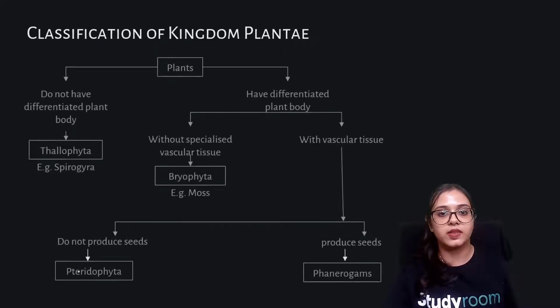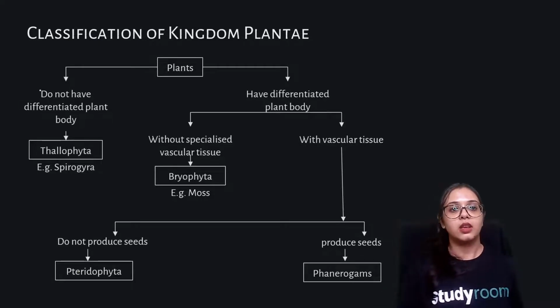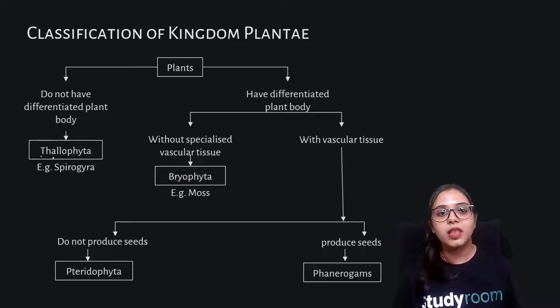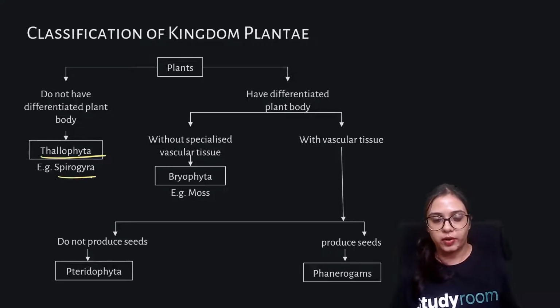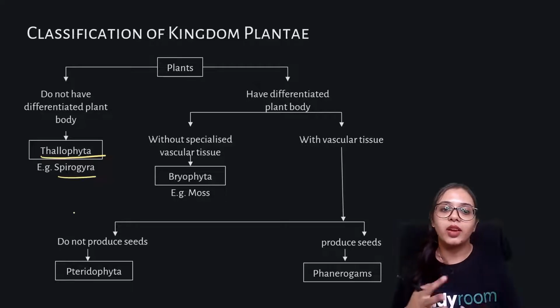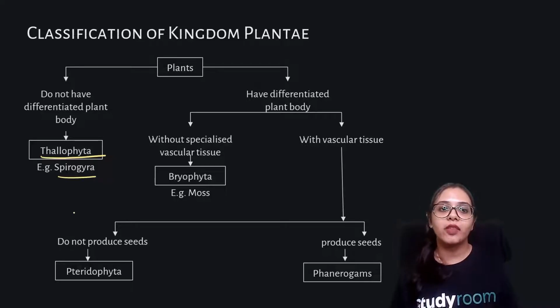On the basis of these criteria, we have this flow chart over here. So we have plants that are not differentiated into distinct body parts. These are known as Thallophyta. An example is Spirogyra. Now, disclaimer, we will be learning about various different divisions and subdivisions, so we will be having distinct names for each of these categories.